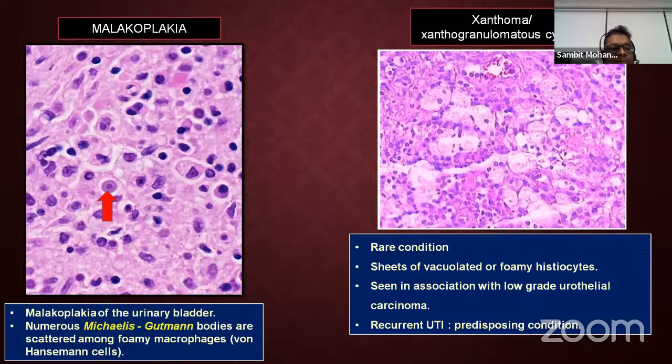And what are these structures? These are Michaelis-Gutmann bodies or MG bodies. If you do a calcium stain with von Kossa, they will light up, and they're iron stain positive as well. And this is a xanthogranulomatous cystitis.